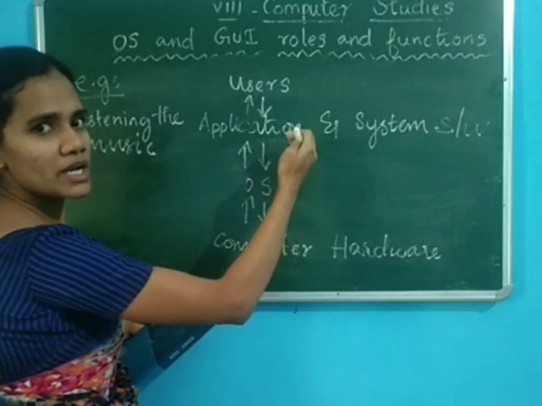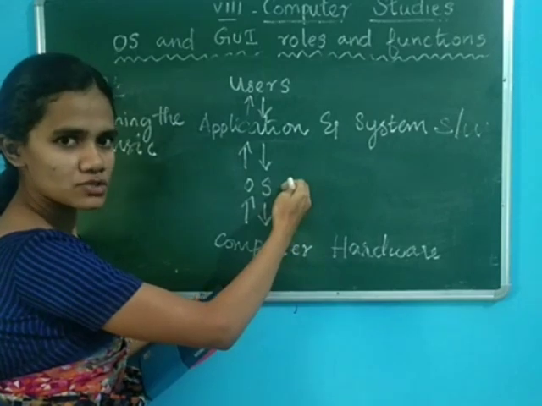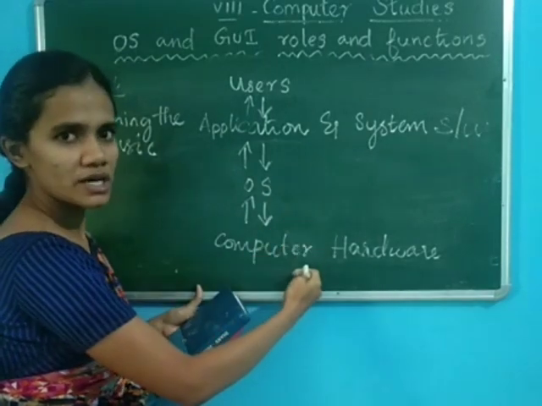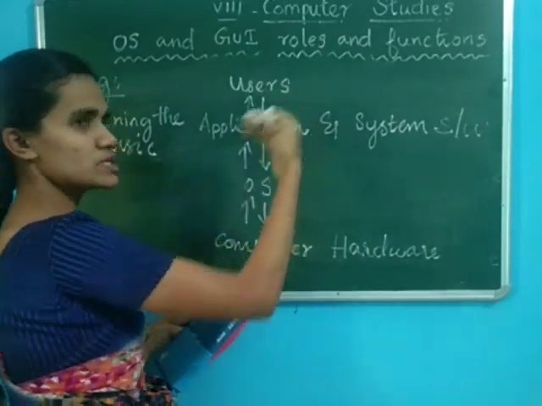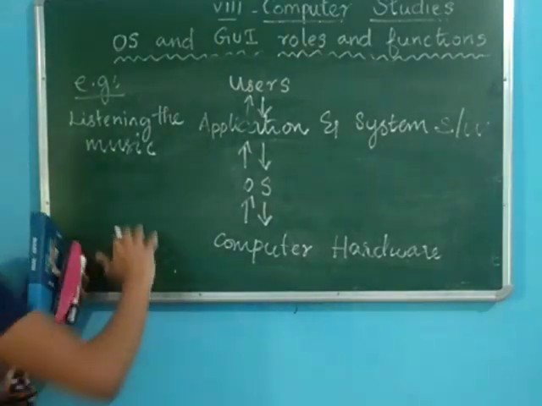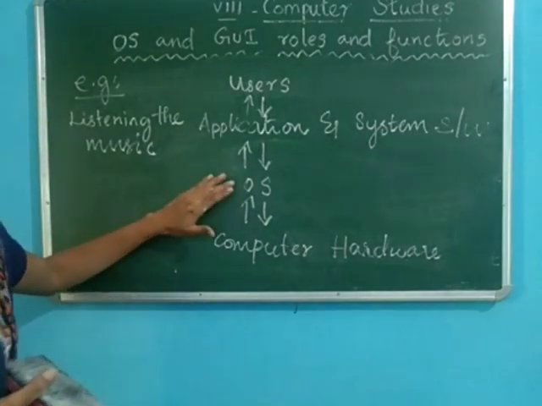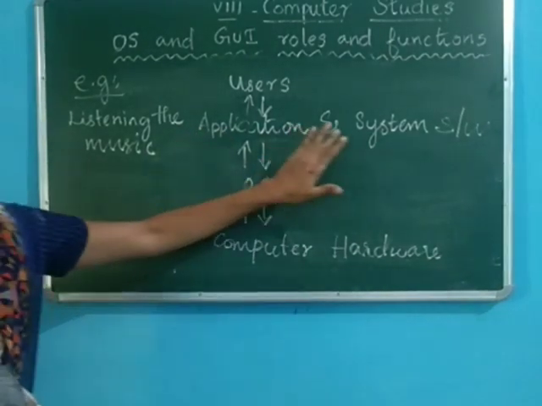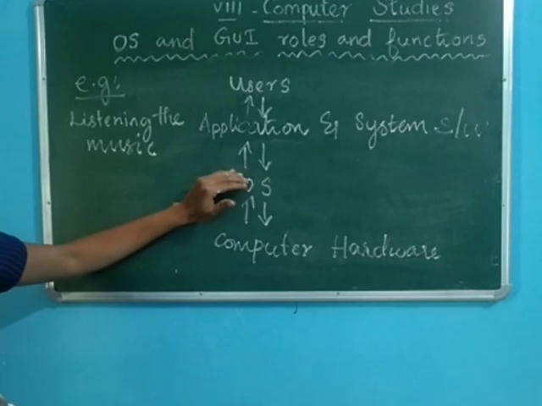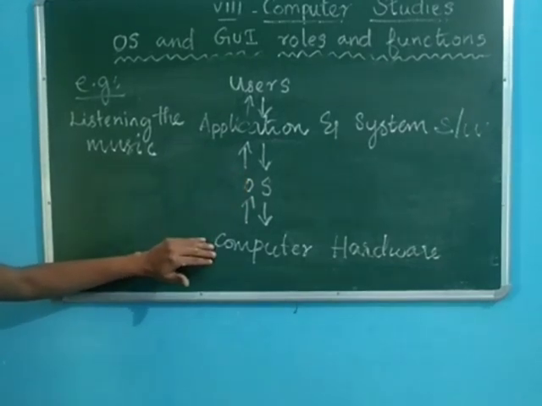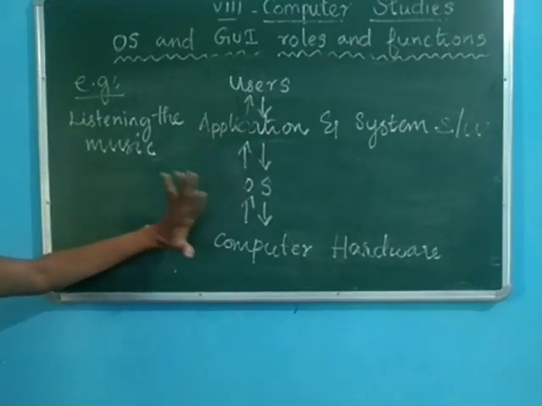The user will give the instruction to the application software. The application software gives the command to the operating system. Then it will produce the result. The OS is the interface between the user and the application software. This is the operating system structure. The user will communicate with the OS through the help of applications or system software. When we give the instruction to the OS, the OS will perform that particular task and it will be executed with the help of the computer hardware. This is the basic operating system structure.